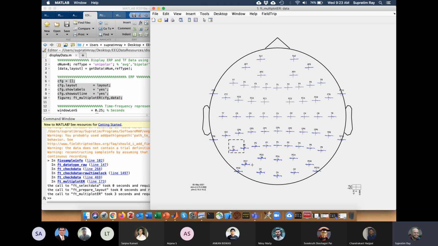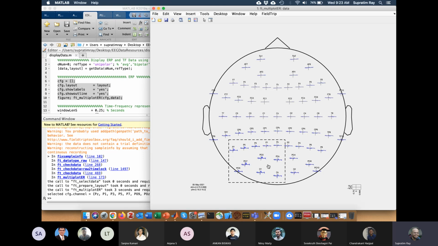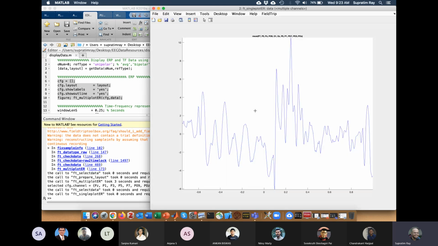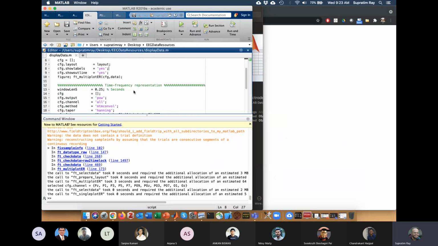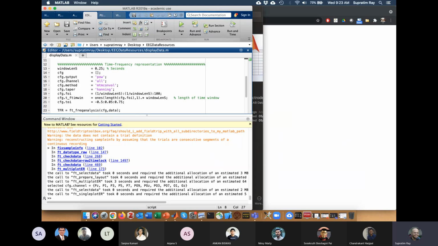But FieldTrip allows us to do some very interesting things. For example, I can choose these electrodes and click here, and it will give me the average evoked response for these electrodes. You can see there's this nice dip here and a peak there. This is the evoked response. Okay. And let's look at the time frequency response.